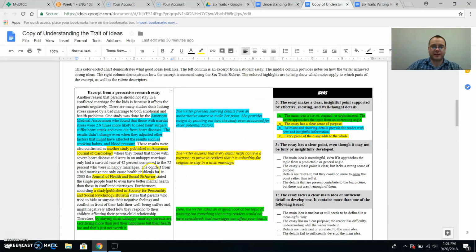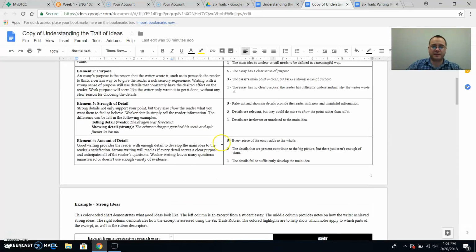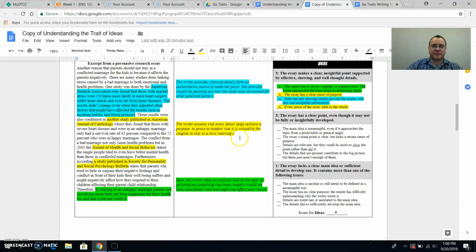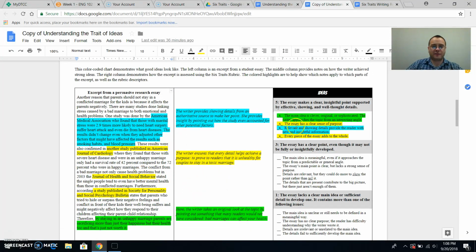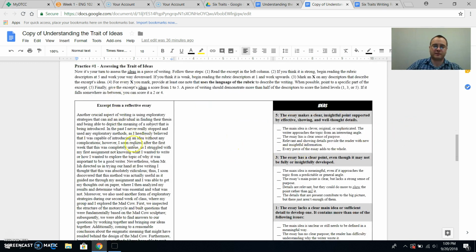So that's what the second page does. While the first page gives you an overview of what that trait is all about, the second page gives you an example of how to assess that trait. Okay? The remaining pages are practices for you, and you'll have to complete these throughout the coming weeks.